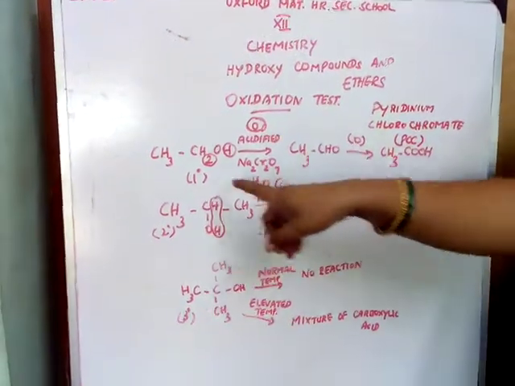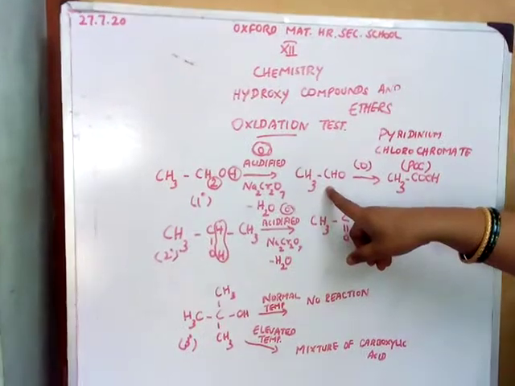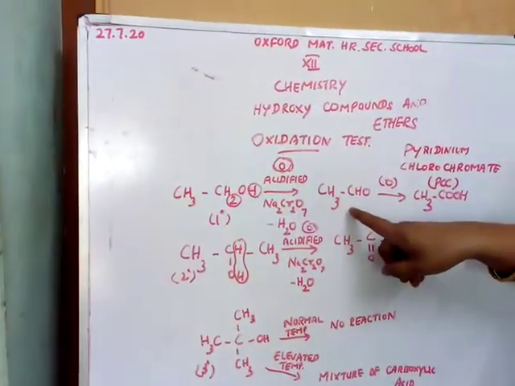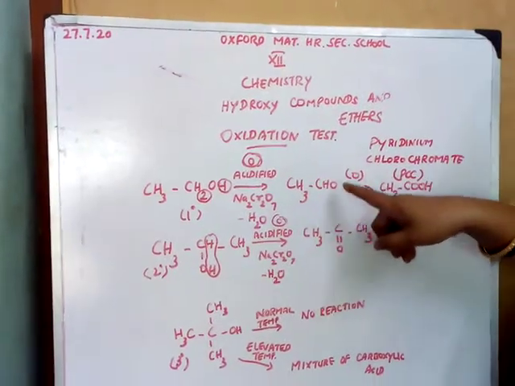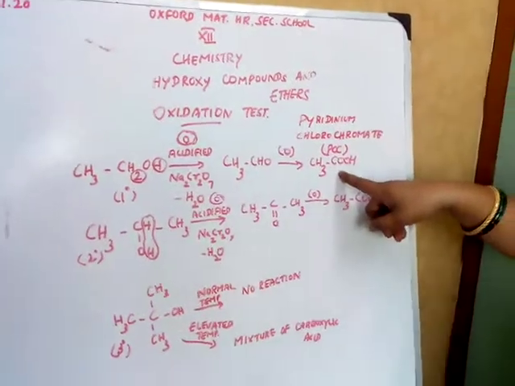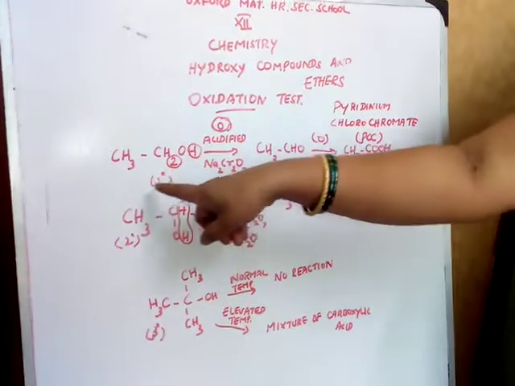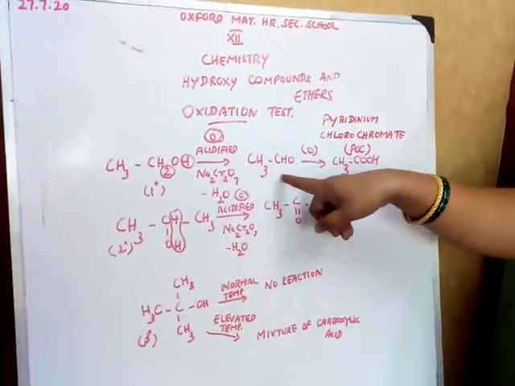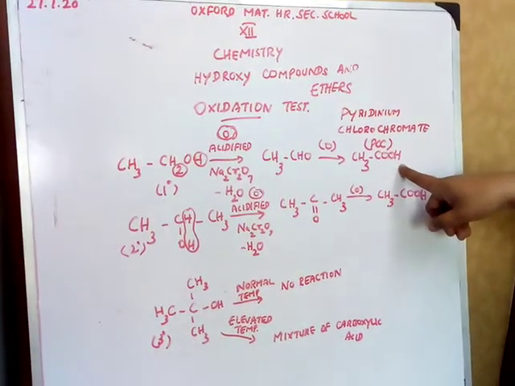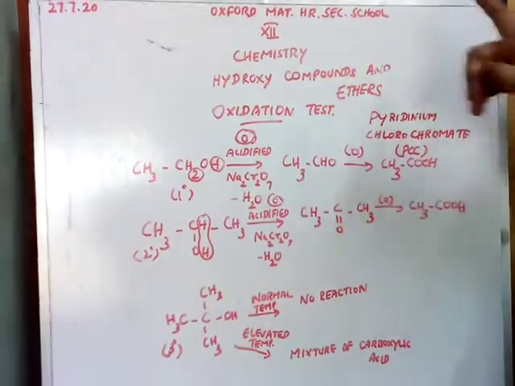So what does it mean? Primary alcohol on oxidation gives aldehyde. Here we are taking ethanol, that is why it is giving acetaldehyde. Clear? This aldehyde on oxidation gives acid, carboxylic acid, acetic acid. So ethyl alcohol on oxidation gives acetaldehyde, that on oxidation gives acetic acid. Final product is acetic acid.